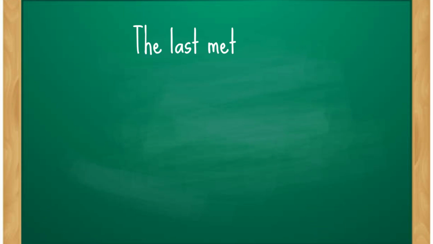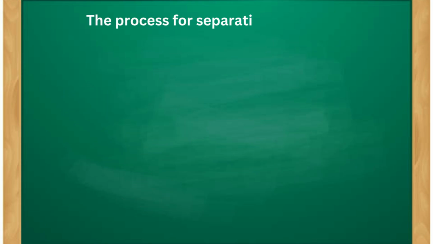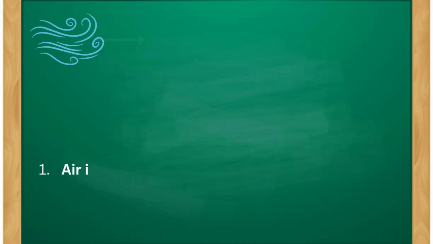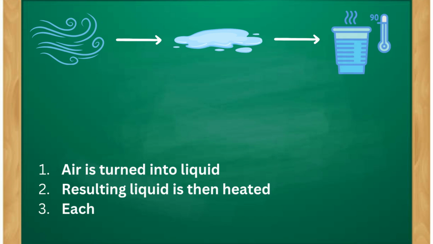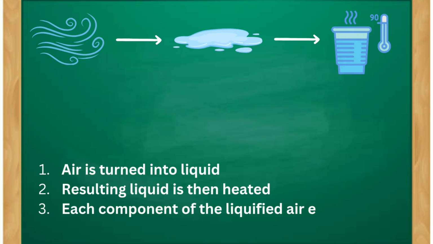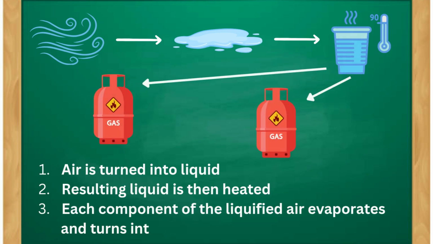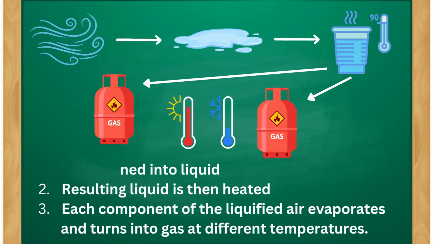The last method is rectification. The process for separating mixed gases is called rectification. In order to do this, air is turned into liquid first. The resulting liquid is then heated. Each component of the liquefied air evaporates and turns into gas at different temperatures.